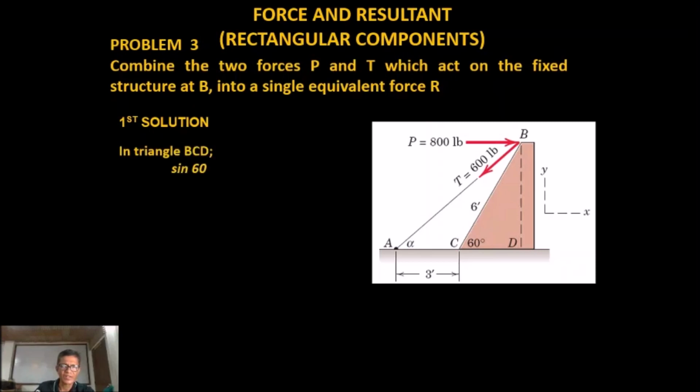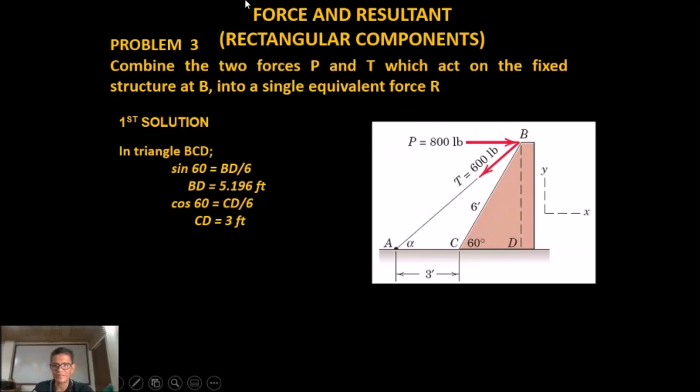So in triangle BCD, a right triangle with a hypotenuse of 6 feet and a 60 degree angle at C, by the sine function we have sine 60 is equal to BD over 6. So BD will be equal to 5.196 feet. And cosine 60 is equal to CD, the adjacent side, over 6, and CD is equal to 3 feet.